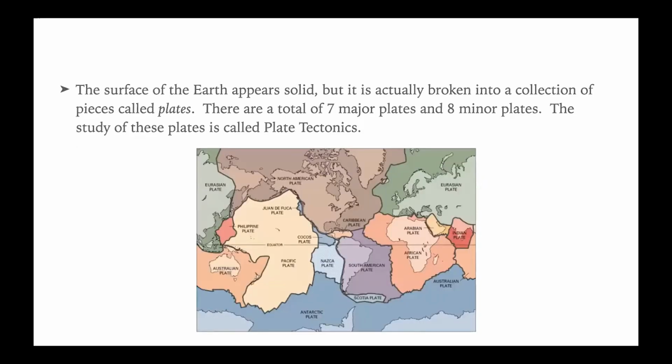The surface of the Earth seems solid. So as you're walking around and you look at the ground and you walk on it, your feet touch solid ground. What you are not maybe aware of is the fact that the ground is not solid. It's actually broken. And it's broken into a series of pieces. And the word we use for that are called plates. There are a total of 7 major plates and 8 minor ones. Don't worry, you won't have to remember them. If you were in college, they would probably make you memorize them, but we're not going to memorize them. Just be aware that they exist.